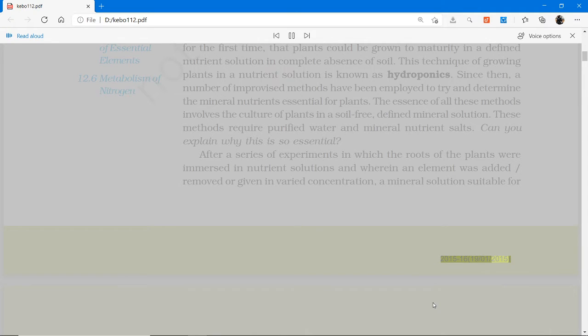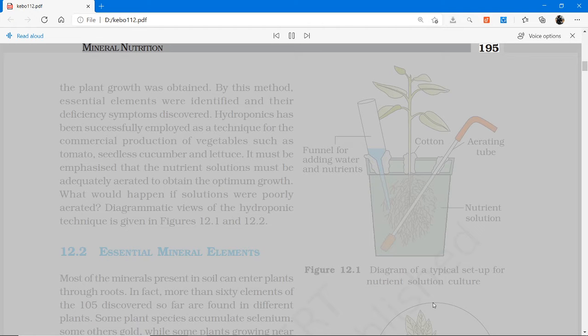Mineral nutrition. By this method, essential elements were identified and their deficiency symptoms discovered. Hydroponics has been successfully employed as a technique for the commercial production of vegetables such as tomato, seedless cucumber, and lettuce. It must be emphasized that the nutrient solutions must be adequately aerated to obtain the optimum growth. What would happen if solutions were poorly aerated? Diagrammatic views of the hydroponic technique are given in figures 12.1 and 12.2.